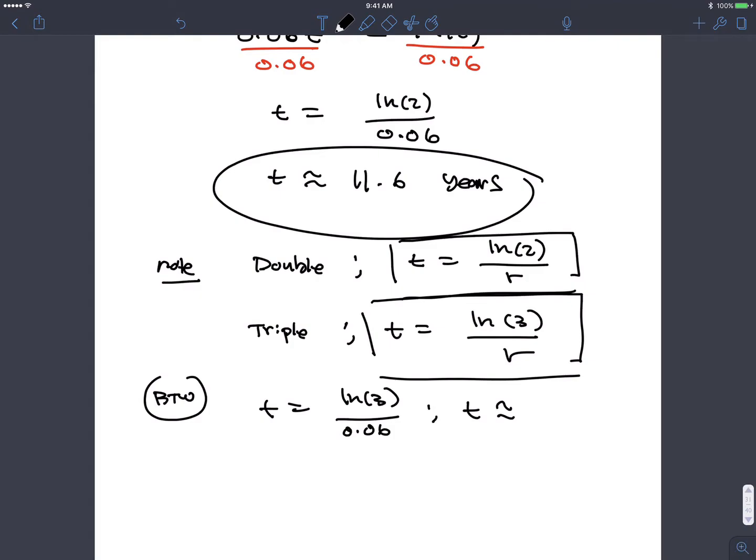T would be approximately natural log 3 divided by their R value. This would be 18.3 years. So to let you know, what's happening now is certainly it takes a lot longer. So to triple, it's about 18.3 years versus doubling, which is 11.6 years. So those equations were derived in class, the doubling time, the tripling time.